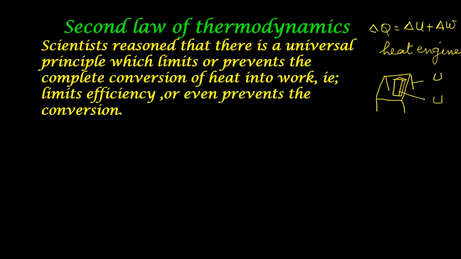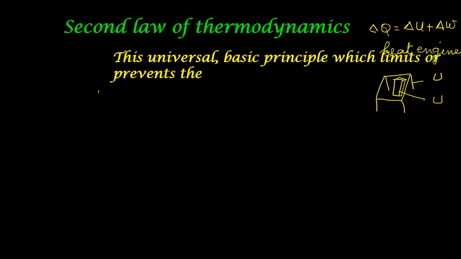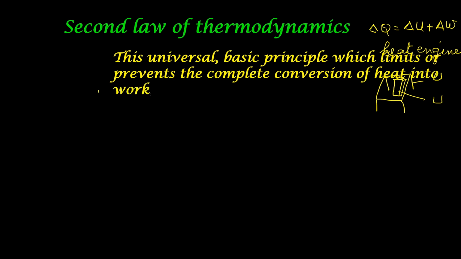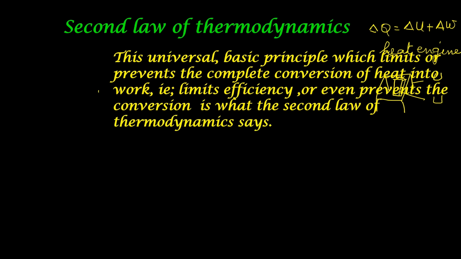That is, it limits the efficiency of the machine or even prevents the conversion of heat into work. In the case of a heat engine, the efficiency is limited to less than 1. And in the case of the book resting on the table, conversion of heat into work is prevented. So they argued that there is some basic universal principle which limits these phenomena. This universal basic principle which limits or prevents the complete conversion of heat into work, that is, limits the efficiency of the machine or even prevents the conversion of heat into work, is what the second law of thermodynamics says. Now we will see the statement.